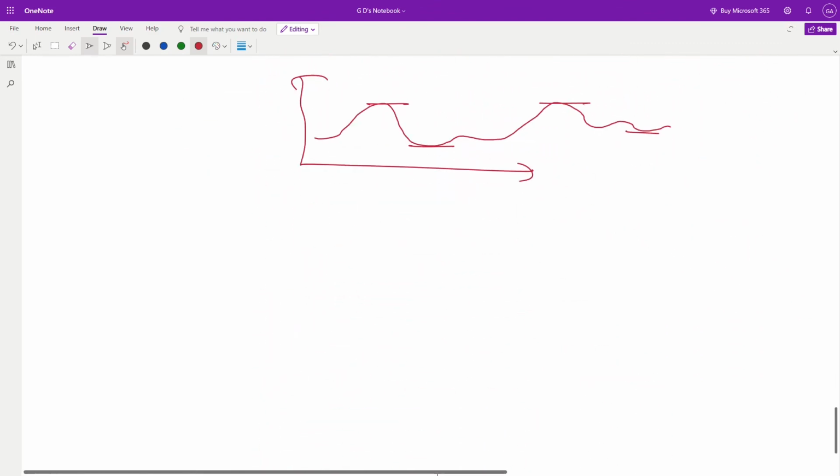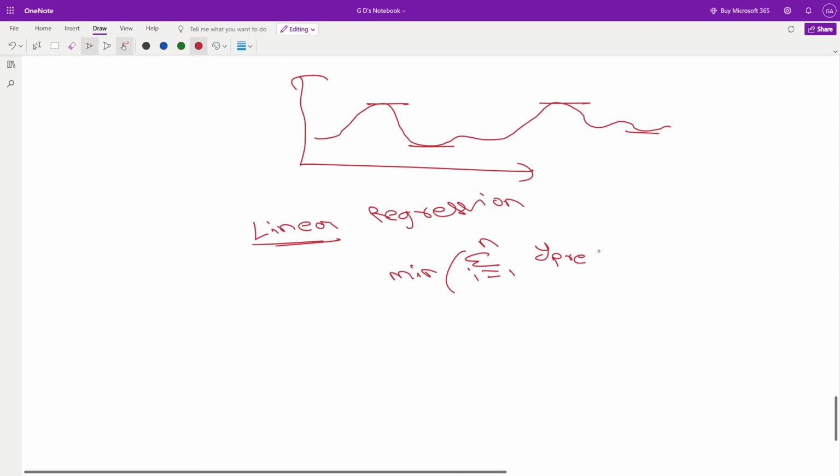In your schooling also, you might have studied how to minimize a function using differentiation, or how to maximize the function, but you didn't know why we were doing that. Now you know. For example, in linear regression, the main idea is to minimize this equation, that is your MSE, summation of i equal to 1 to n of y pred minus y actual, whole square, divided by n. This MSE you want to minimize.